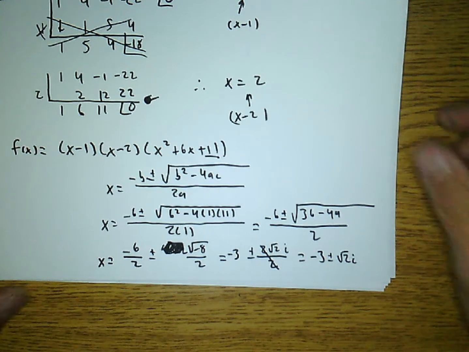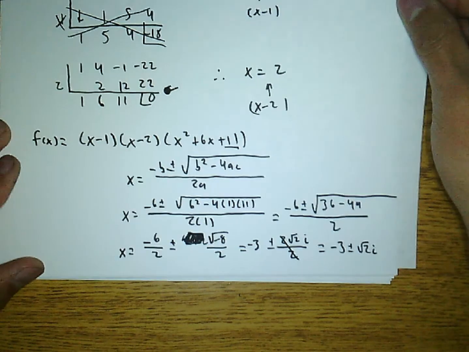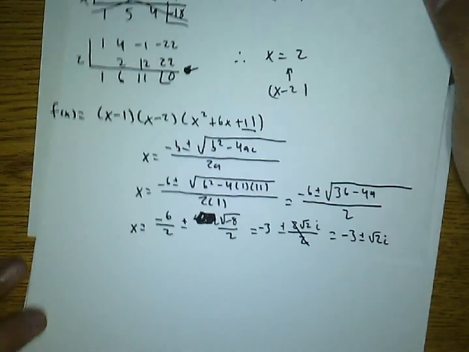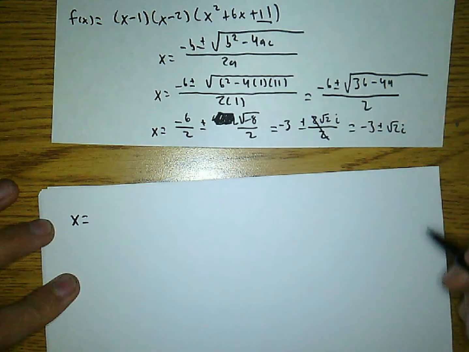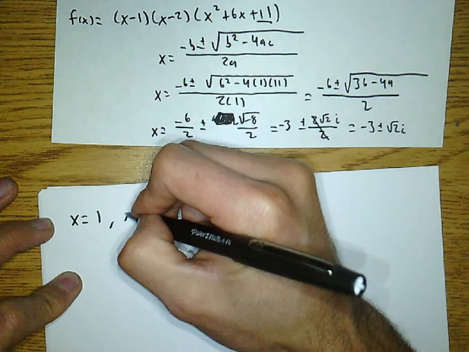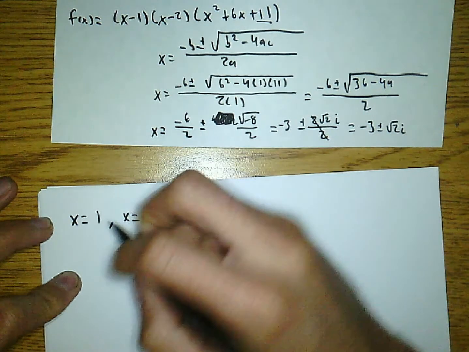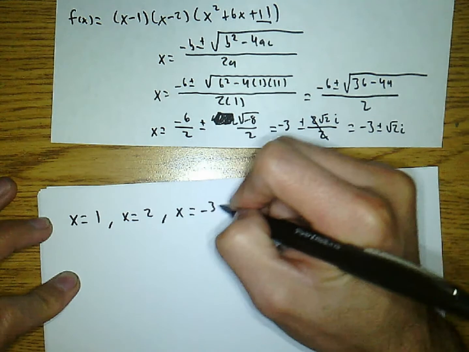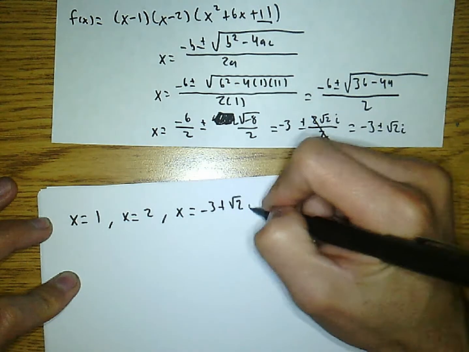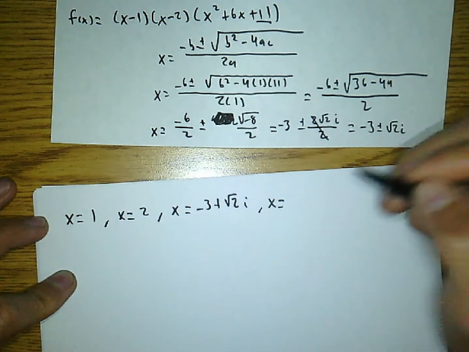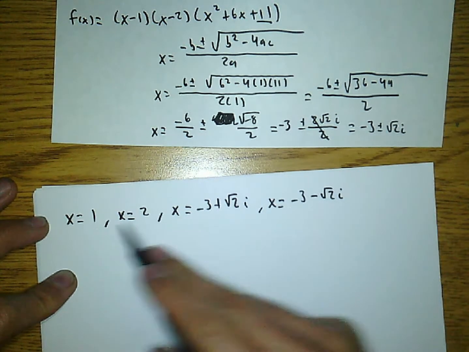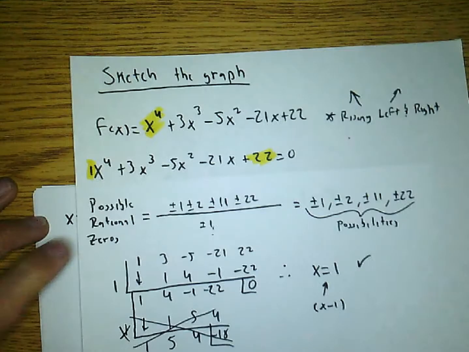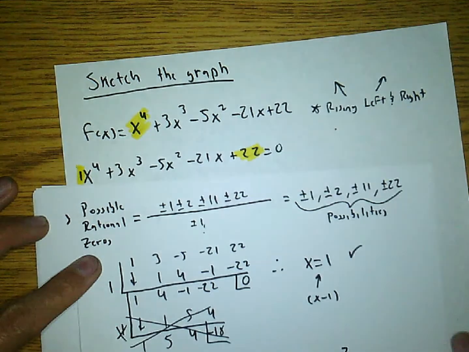So let's go ahead and recap what happened here real quick before I show you the other technique. So far we found that x is equal to 1 is a 0, x is equal to 2 is a 0, x is equal to negative 3 plus the square root of 2i is a 0, and x is equal to negative 3 minus the square root of 2i is a 0. That's 4 zeros. The beginning polynomial was to the 4th degree, so I have successfully found all of them.